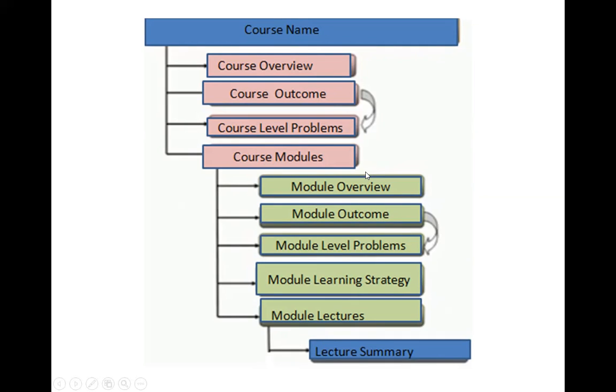Okay, so here the structure is also taken from NPTEL lectures. This is from IIT Kharagpur. So for writing the course outcome, we have to start with the course name. That is, of course, very simple. We can write the course name. Then you have to write a course overview.